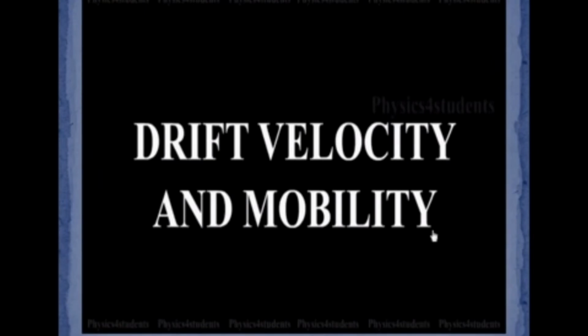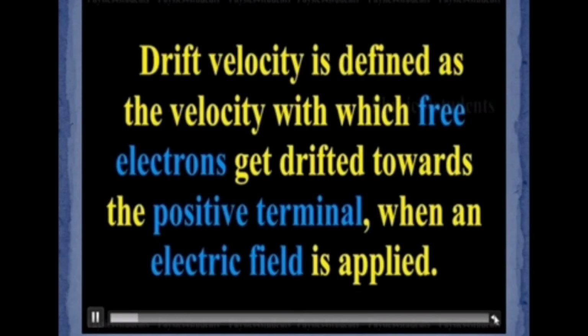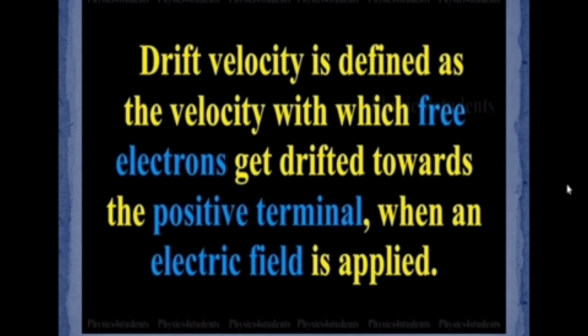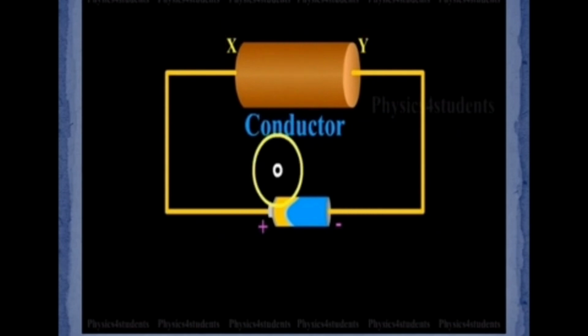Next thing is drift velocity. Here, drift velocity is defined as the velocity with which a free electron gets drifted towards the positive terminal when an electric field is applied.